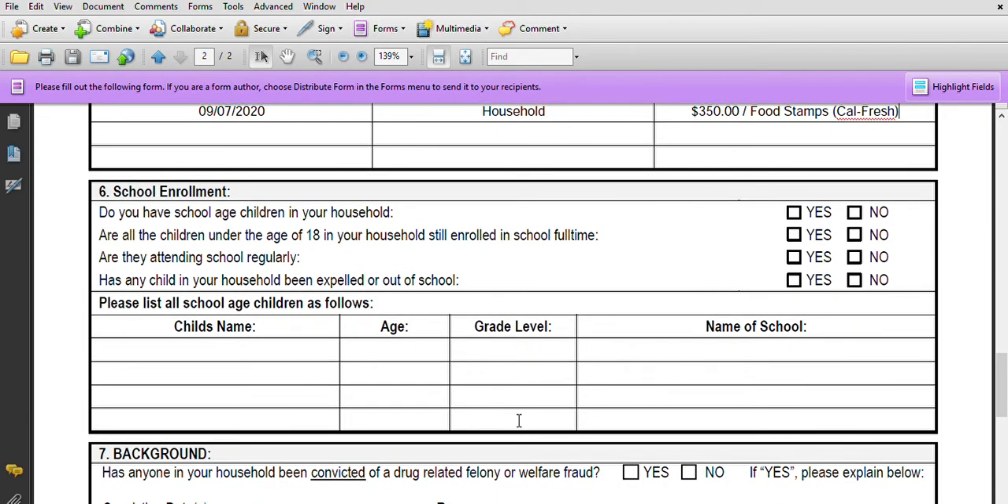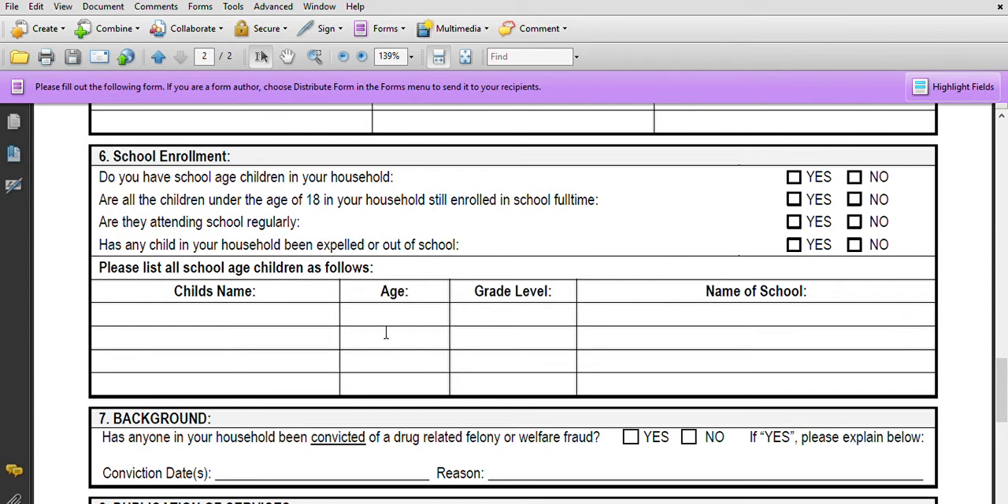This is pertaining to school enrollment. First question is going to ask, do you have school-age children in your household? Mickey does. He has a son. So yes. Are all the children under the age of 18 in your household still enrolled in school full-time? Yes, he is. Are they attending school regularly? Yes. And has any child in your household been expelled or out of school? No one's been expelled, so we're going to mark no.